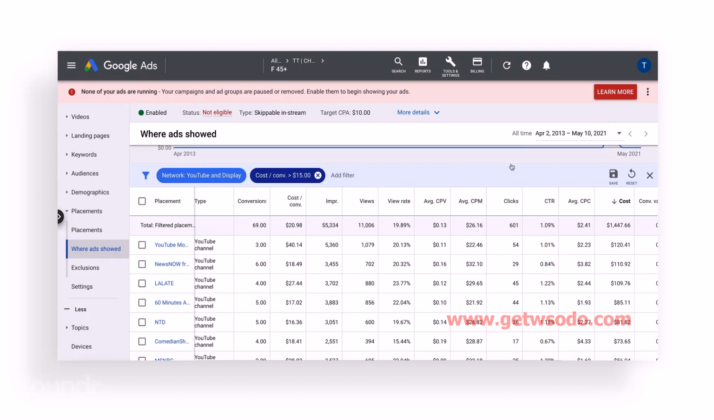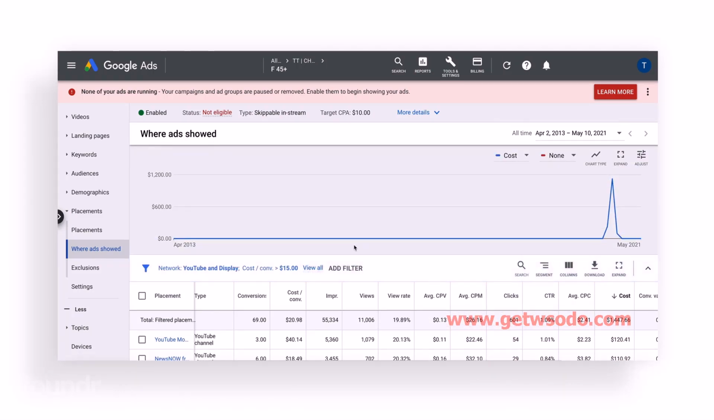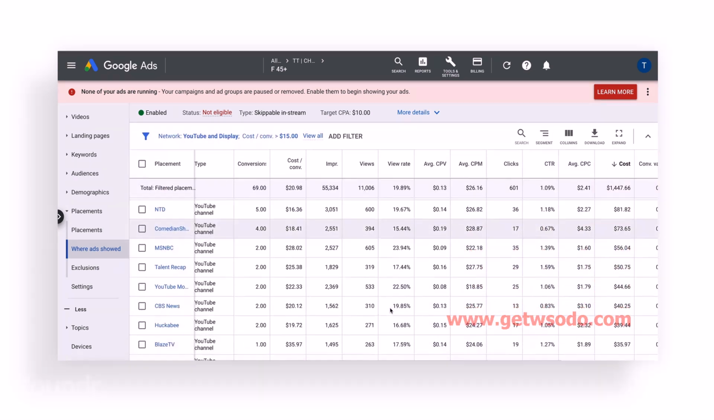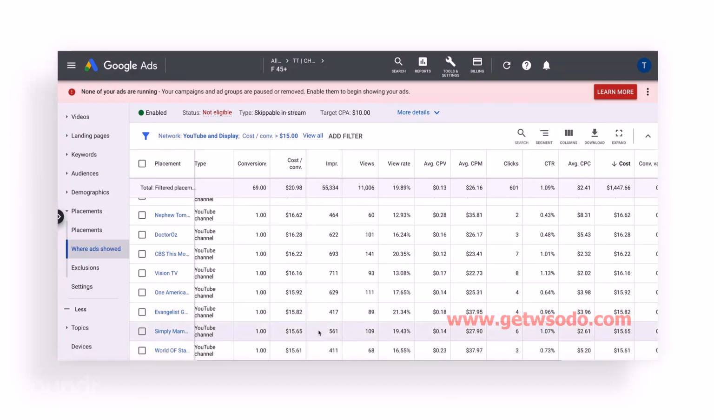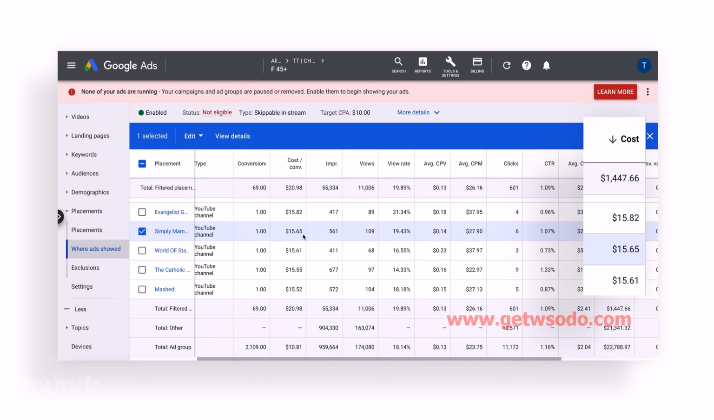Now, here's the other thing about that. You need statistically significant data. So in this instance, with a $15 cost per lead, I would multiply that number by at least 3 to 5 in order to make a decision on killing something. Because, for example, if I go down here, and we spent $15 on this one placement right here, but we only got one conversion, and because it's $15.65, I'm going to kill that.